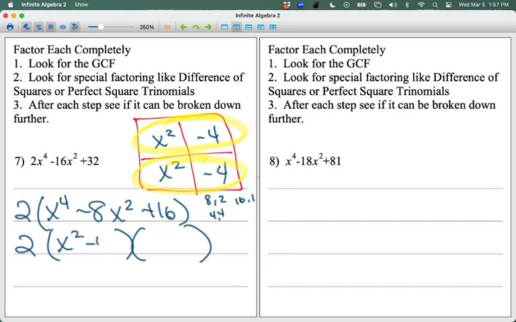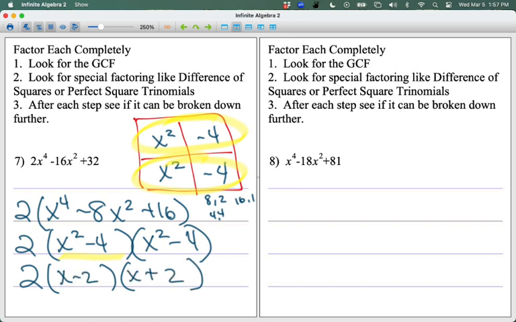X squared minus 4, and I could square that, but since they're difference of squares, I'm going to write them out. This yellow one can be split into x minus 2 and x plus 2.